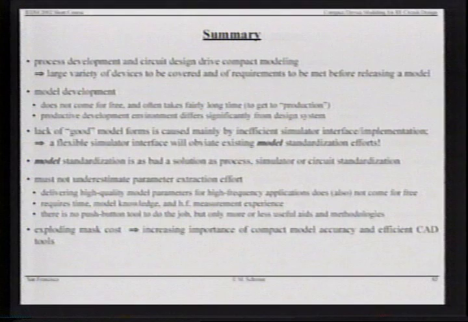Model development does not come for free. Some managers in industry think that sometimes. You just have some university guys lining out a model on a napkin. That doesn't work. It takes a long time to put things together for a compact model, and especially a production compact model. There is a lack of good model forms.